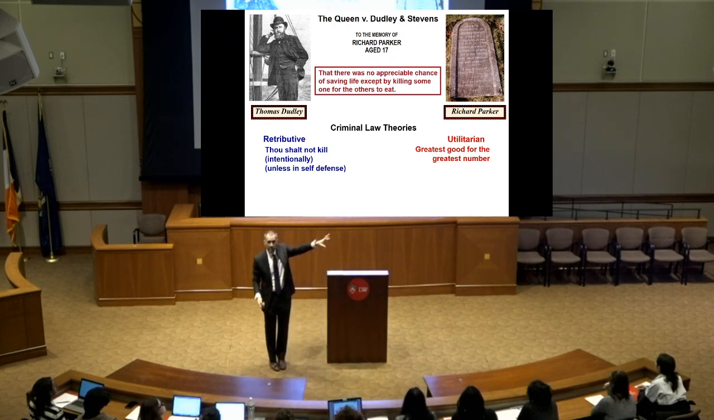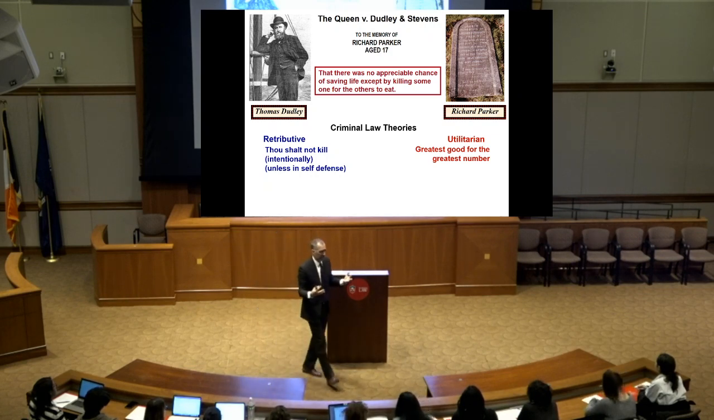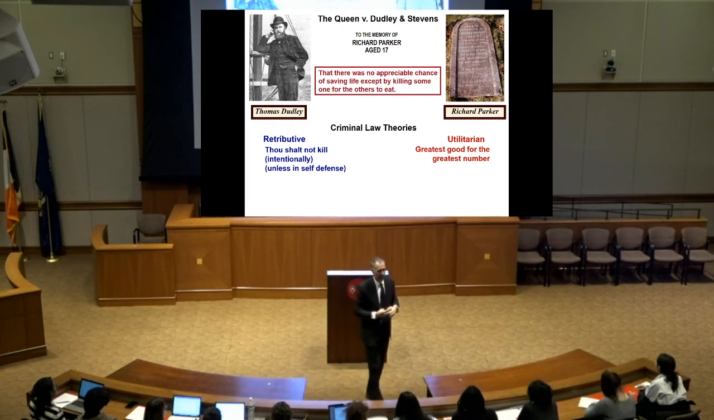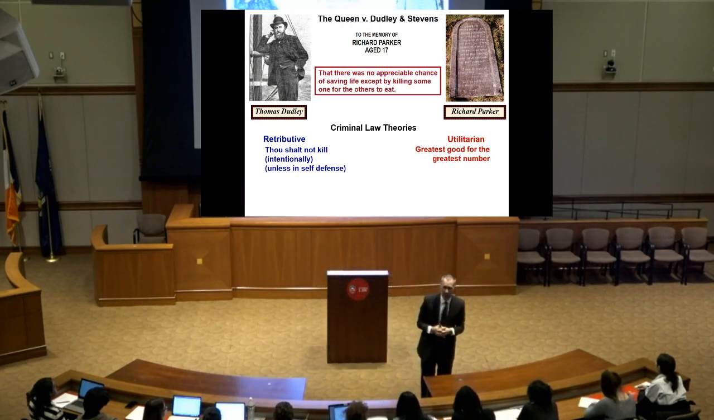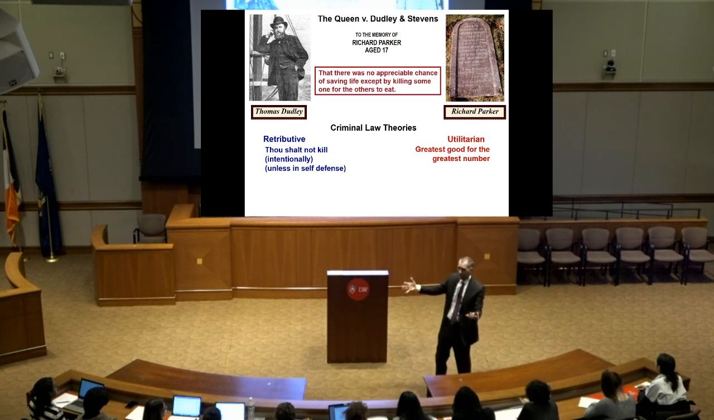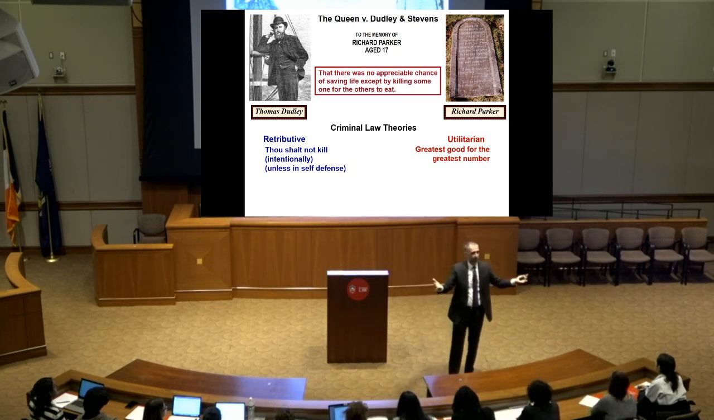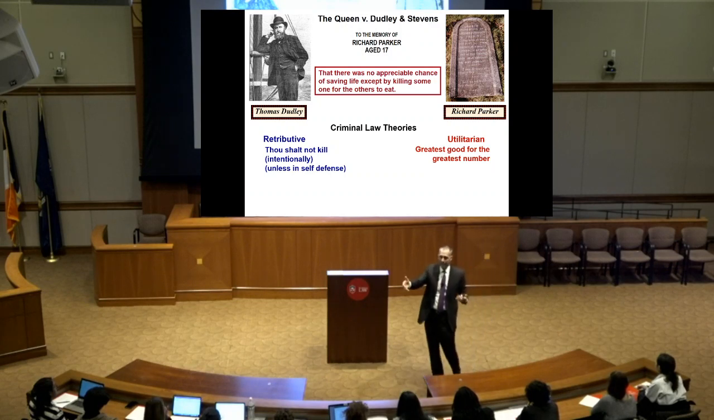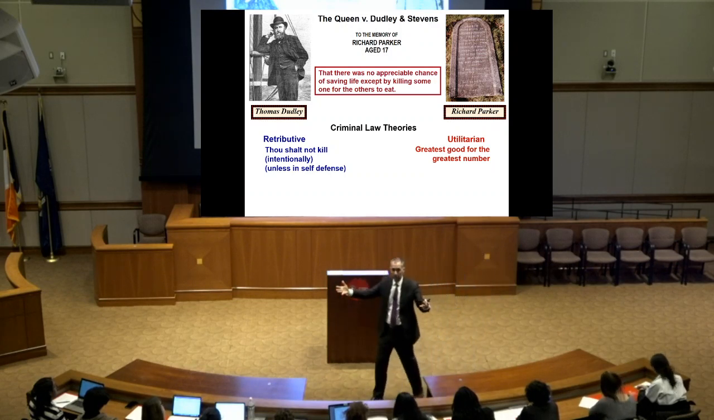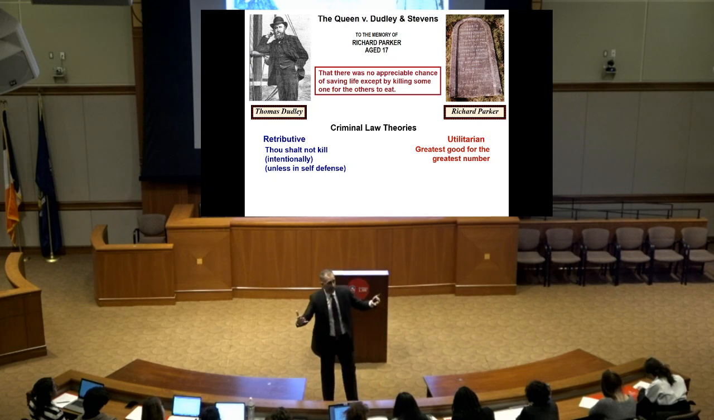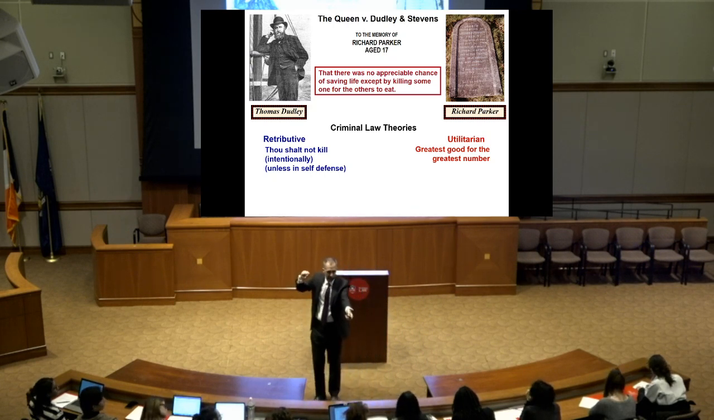Utilitarian arguments are not about punishment. They're about the future. They're what are called consequentialist arguments. Jeremy Bentham, more or less a contemporary of Kant in England and the Enlightenment, was the great utilitarian philosopher. And greatest good for the greatest number is the organizing principle. It's a cost-benefit analysis. Do whatever makes the world better. And so in Dudley and Stephens' case, who's my utilitarian here? Christine.